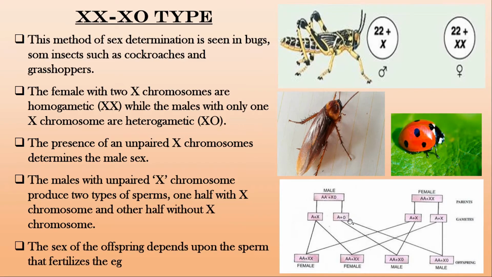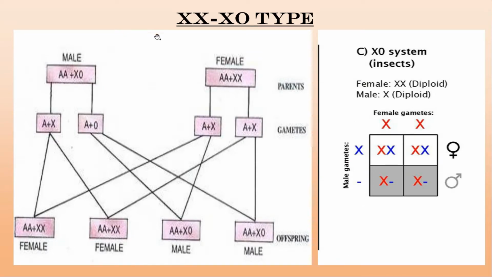If the A plus O type sperm fertilizes the egg A plus X, then it will be male. When the A plus X sperm fertilizes the A plus X egg, then it will be female. So this is the schematic representation of XX-XO type enlarged for you.